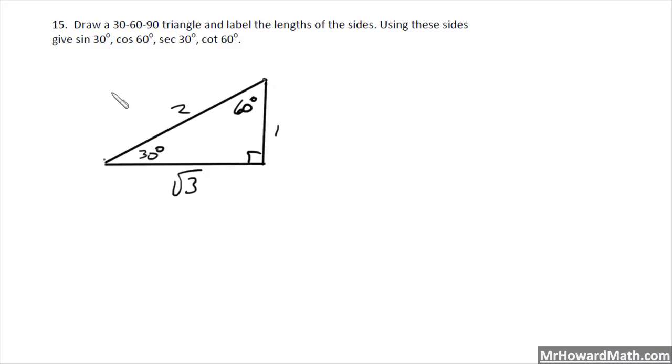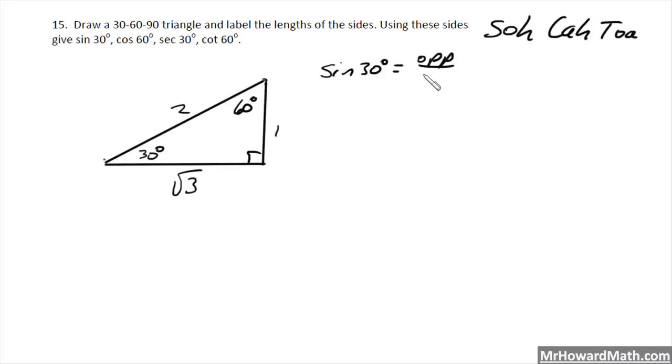Now let's apply it. So if we're using the sine of 30, let's write this up here. So sine is opposite over hypotenuse. So from the 30-degree angle, let's use another color here, this is the opposite side, 1, over the hypotenuse, 2.